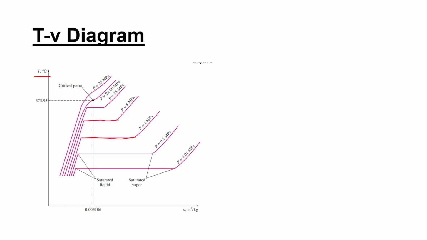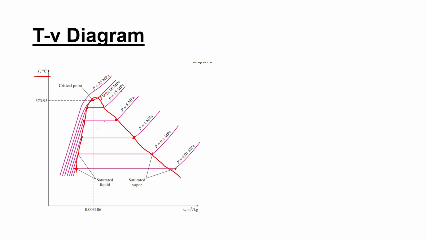Then you can see that at a particular point, we have already seen, this is the phase change process. Here you can see that there is no phase change. All this liquid is getting directly converted to the vapor state. If you join all these points, you will get a dome shape. All these points are the saturated vapor points, and these are the saturated liquid states.